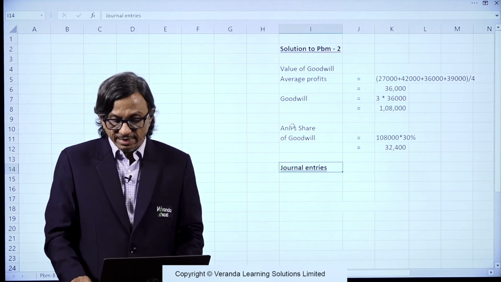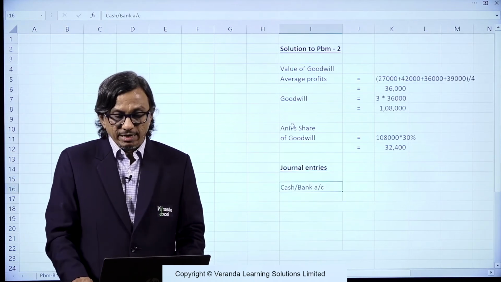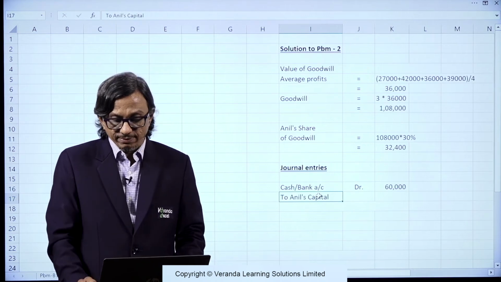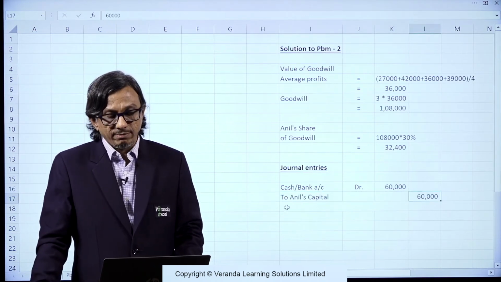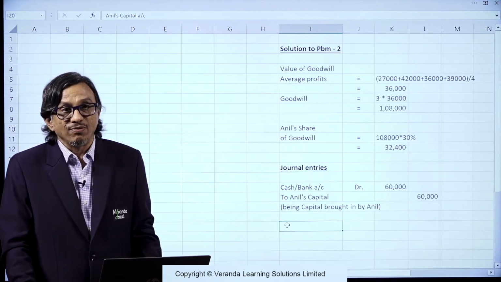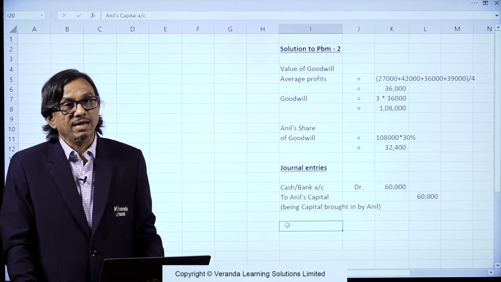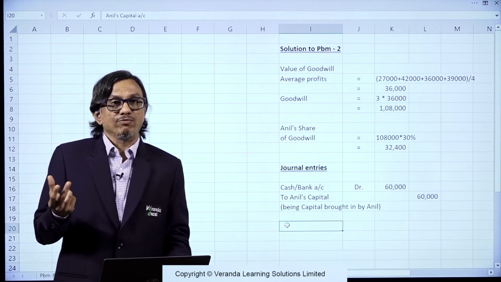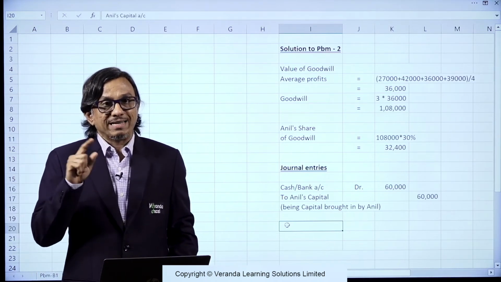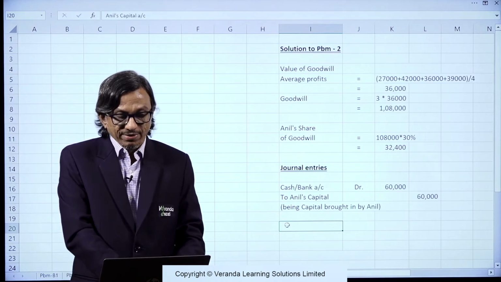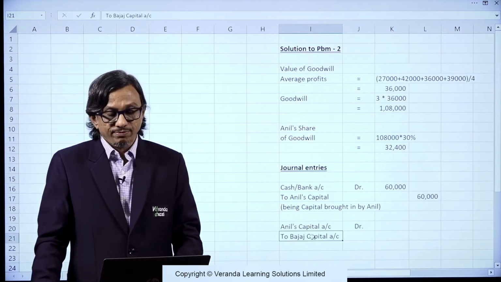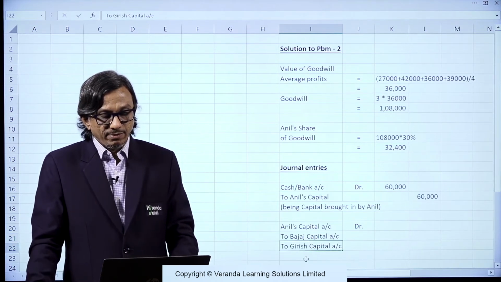So let us see what are the journal entries. Number 1, for capital brought in by Anil, cash or bank account debit 60,000 to Anil's capital. How much? 60,000. The reason being capital brought in by Anil. Easy one. Next journal entry is for recording Anil's share of goodwill. As I told you, Anil has not brought any money towards the share of goodwill. Therefore, in the event of admission of a partner, we have to debit the incoming partner's capital and credit the old partners in their sacrificing proportion. Therefore, we have to debit Anil, incoming partner, credit Bajaj and credit Girish capital. In what ratio?